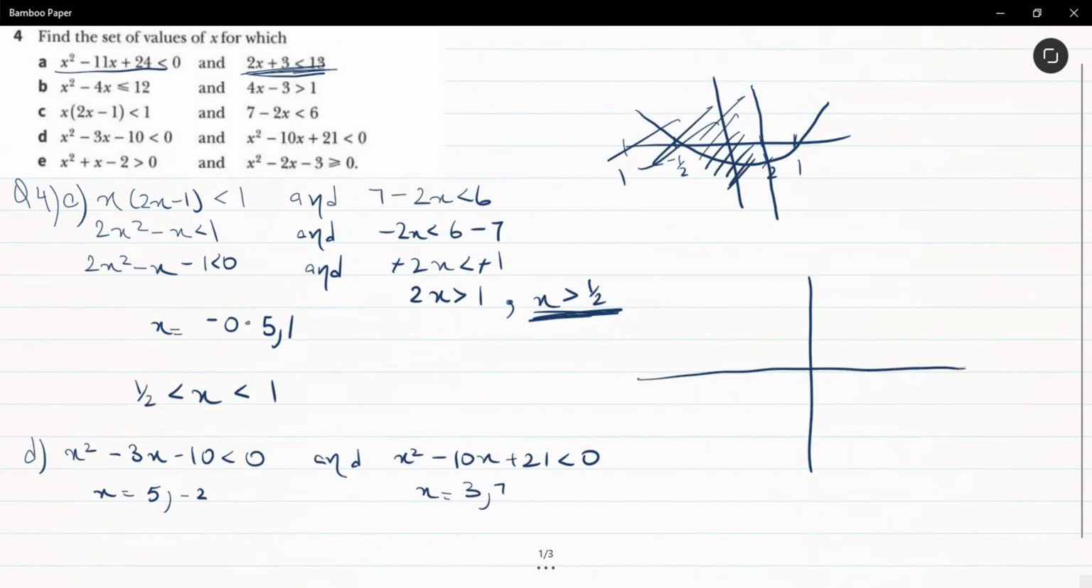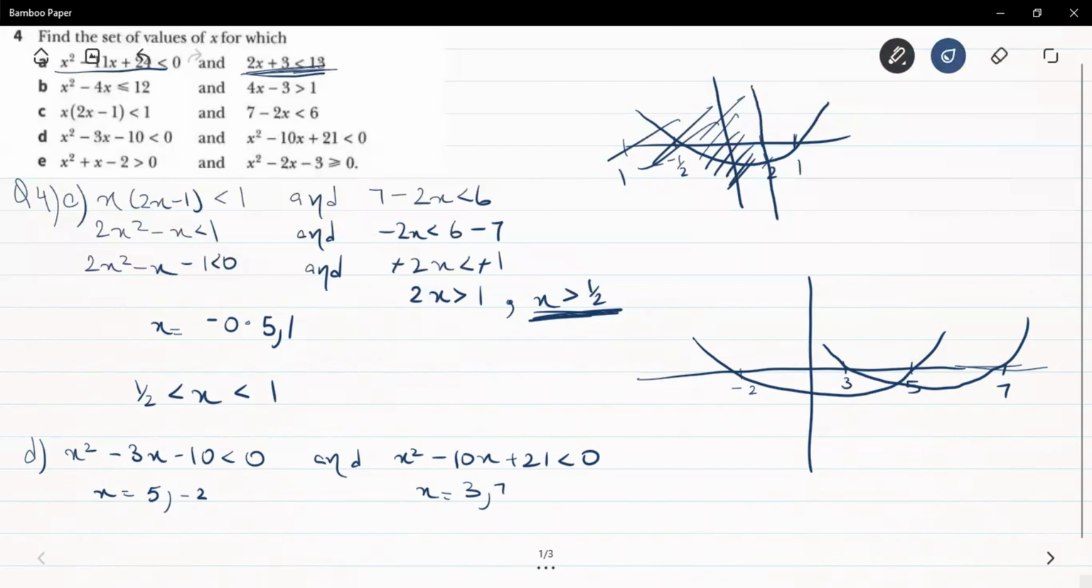Plot the two parabolas for the quadratic equations. We have got one from -2, something like here, up till 5. There's one parabola here, and the other one is from +3 up till 7. Now, when it comes to parabolas, this gets a little bit tricky. So I'm going to use my color markers so that it's going to be easy for you to understand.